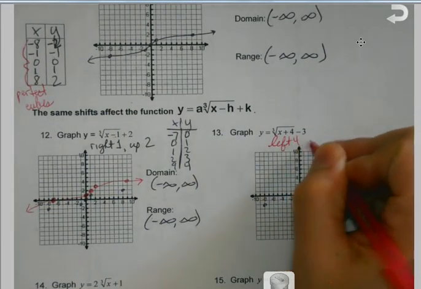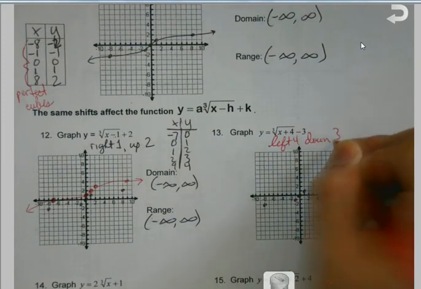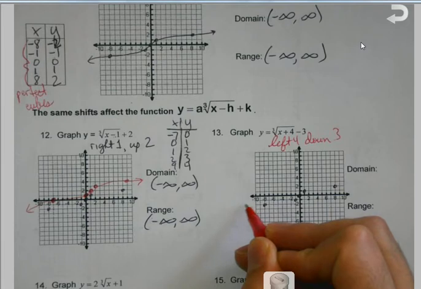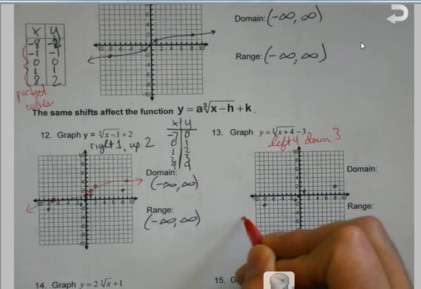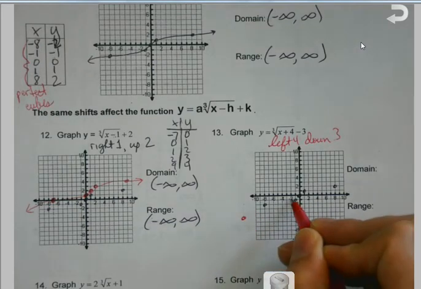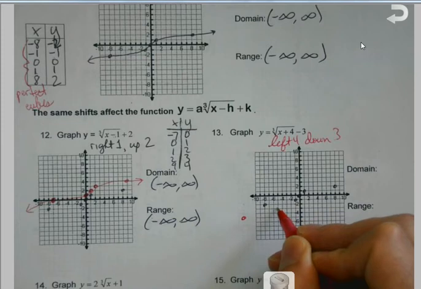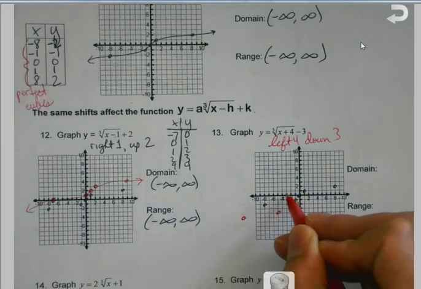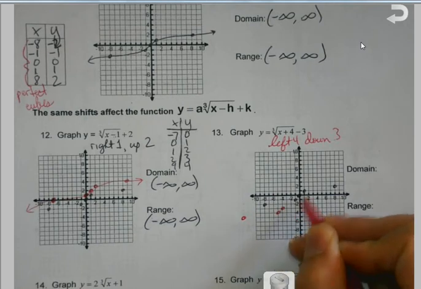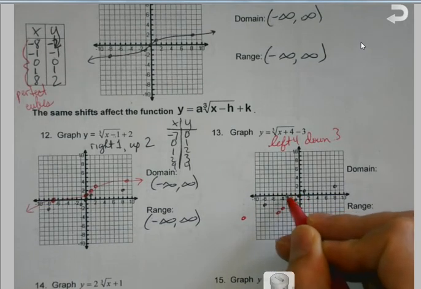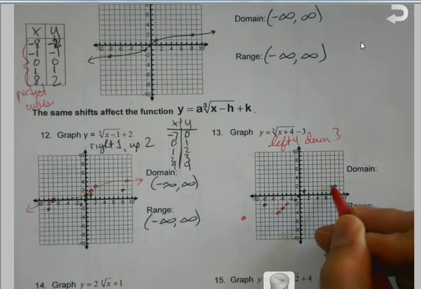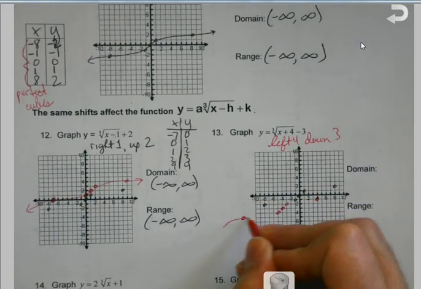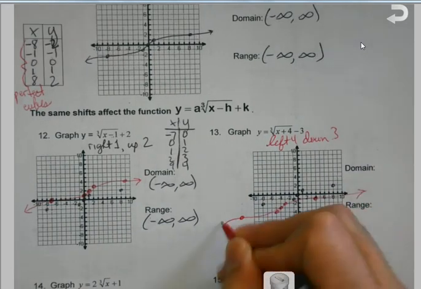Left 4 and down 3. Yeah, the one on the edge is going to be a little tricky here, because I'd go left 4 and down 3. Left 4 and down 3. Oops, got to count 1, 2, 3, 4, 1, 2, 3. And if I just counted my way with those, 1, 2, 3, 2, 3, okay, I can curve it.